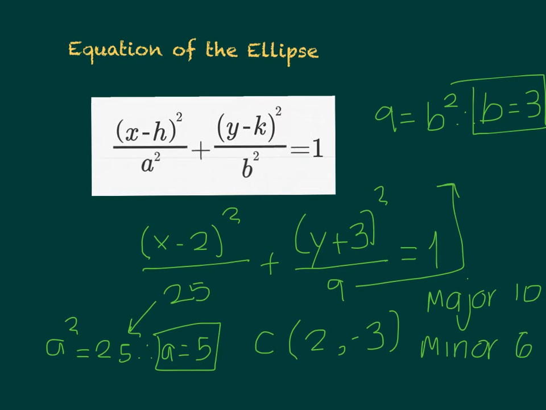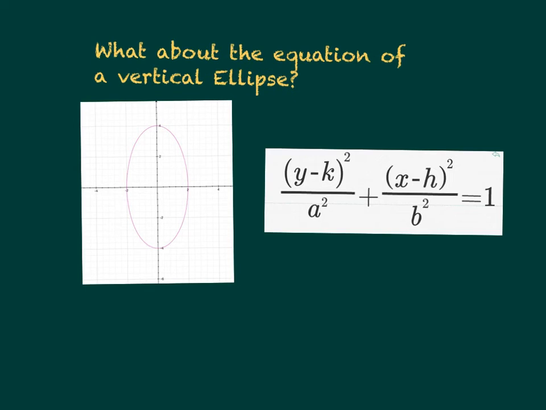Let's try to sketch a graph. Well, first, let's talk about the vertical ellipse. Basically, the equation is the same. The only difference is that you will have a bigger number just under the y value, and the minor axis will be just under the x value.